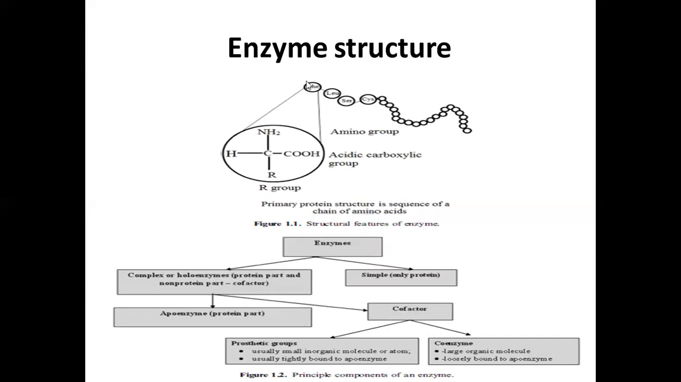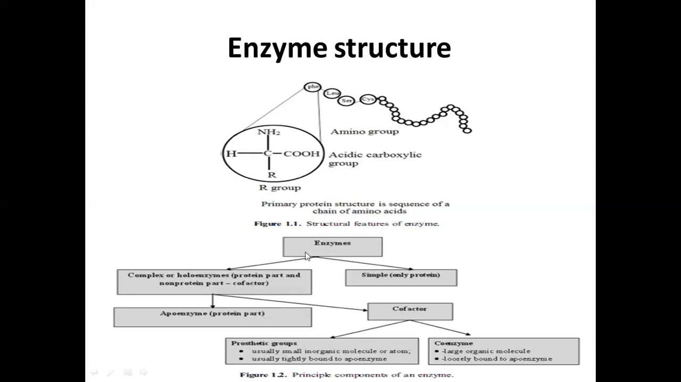So basically, that's the primary protein structure, which is a sequence or chain of amino acids. It contains the acidic carboxylic group. Remember, we have the amino group, the hydrogen atom, and the R group or side chain group. This is generally the structure of a protein enzyme. So remember I said that these enzymes may not work alone. They would need other substances such as the cofactor.